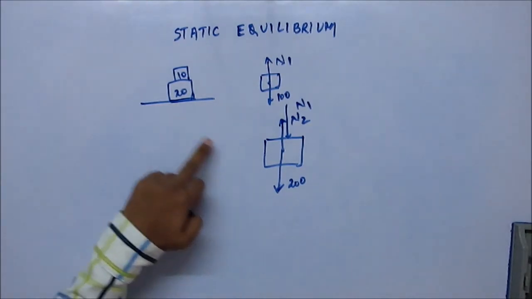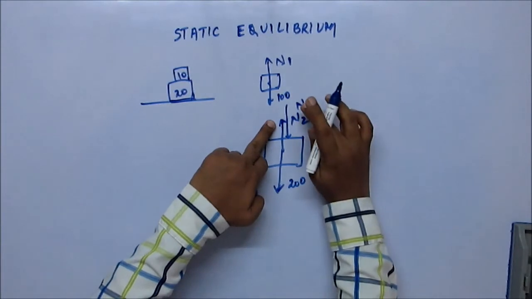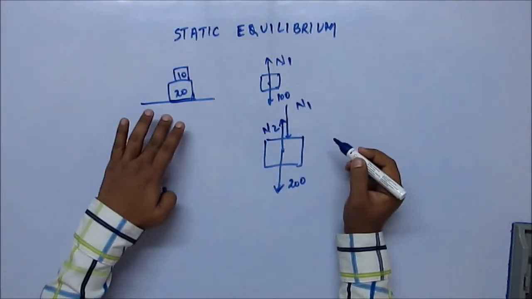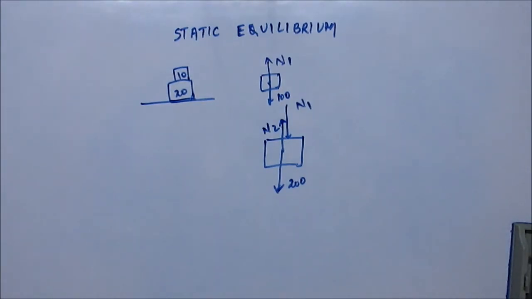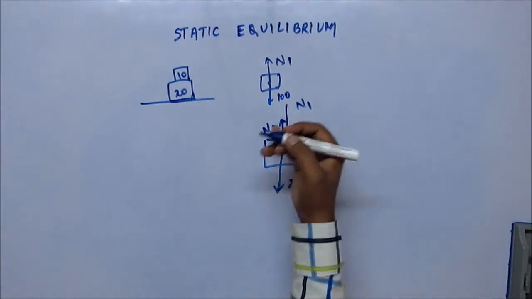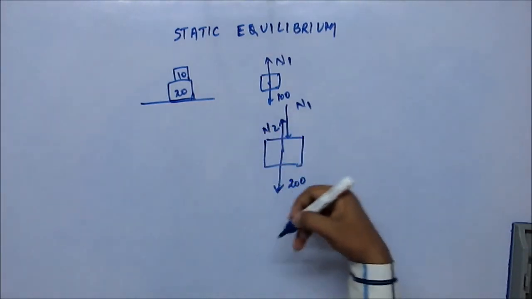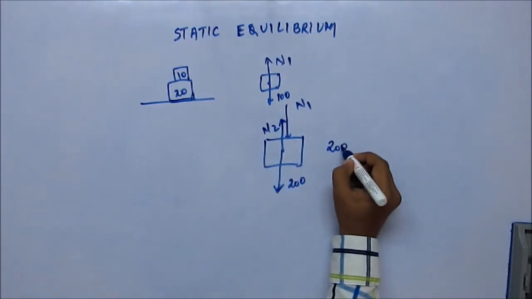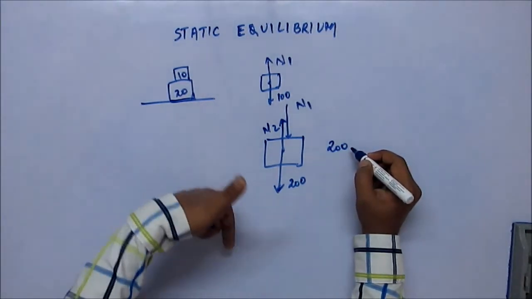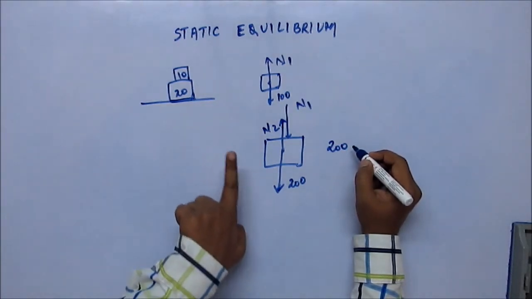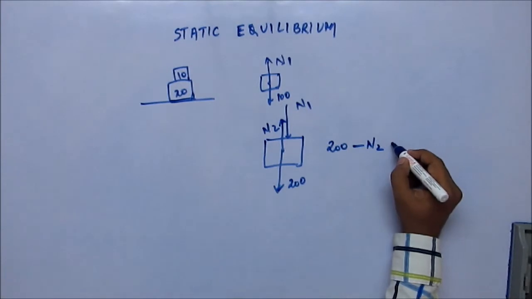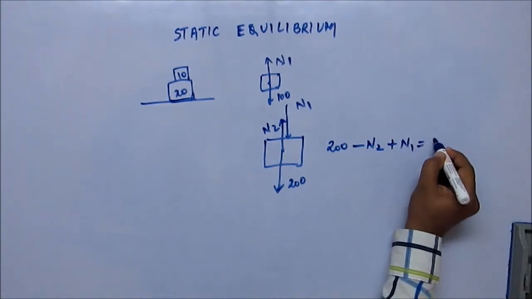Now I have to find N2, the normal reaction from the ground, which is acting upward. To do that, I should write the equation of equilibrium. The equation of equilibrium means the sum of net external forces should be 0. So let's write it, 200, this is the mg. If you have taken 200 as positive, if this direction is positive, the upward direction should be negative. So minus N2. And then N1 is again downward, plus N1. This should be equal to 0.